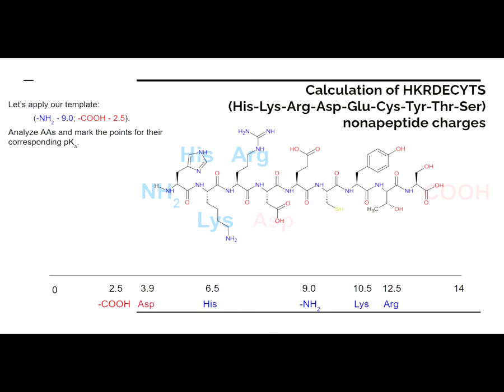We continue our analysis. Aspartate 3.9, glutamate 4.1, cysteine 8.2, tyrosine 10.1, threonine 13.3 and serine 13.4. So these 7 structures will be charged negatively. This will help us to calculate the total charge of the peptide. So all these 11 points will make 12 intervals.